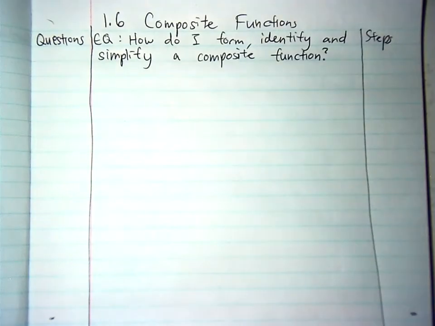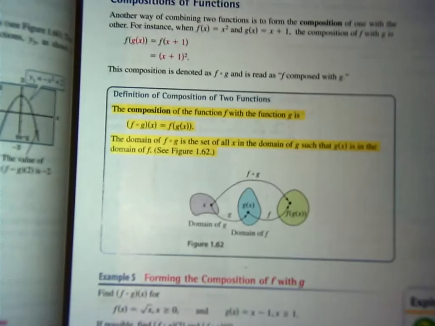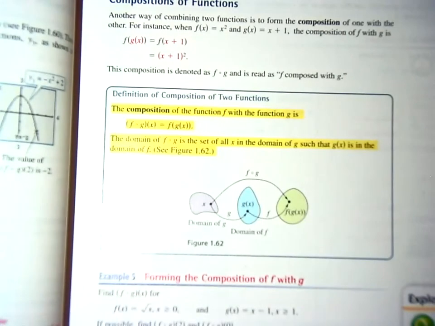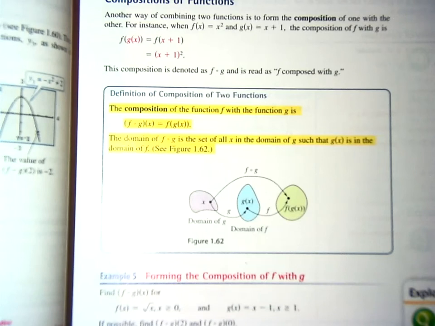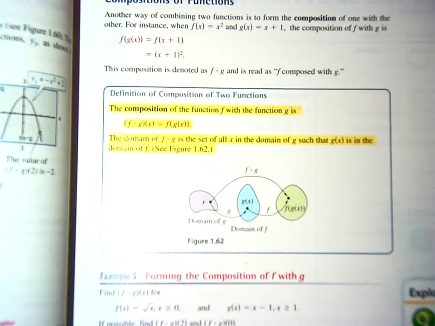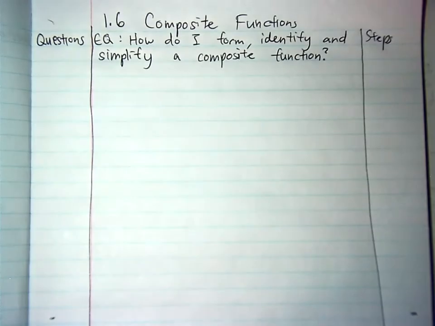Okay, we're going to finish up 1.6, composite functions. The central question for today is, how do I form, identify, and simplify a composite function? Before we start, I should give you the definition of a composite function. I'm going to have two functions. I'm going to put one in the other, and it should come out with another function.